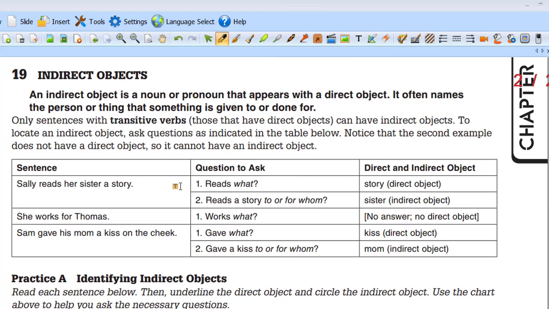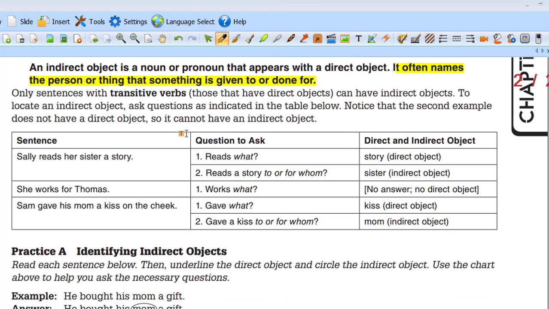Indirect objects are who? It often names the person or thing that something is given to or done for. When I say I give Ahmad a present, Ahmad here we call it indirect object. This word is what? Indirect object.